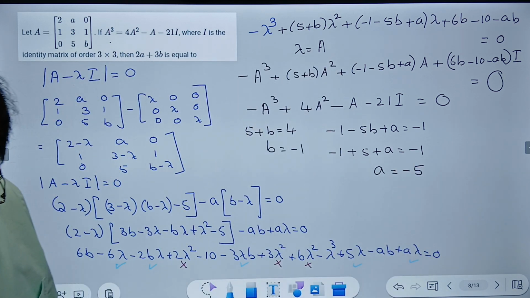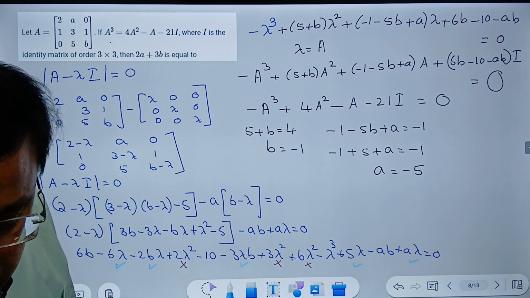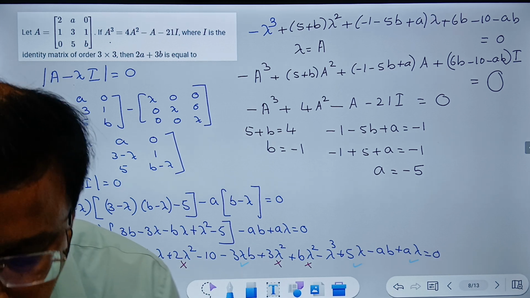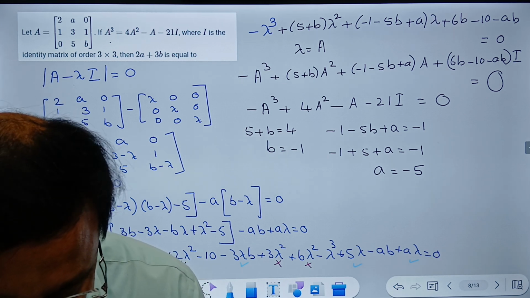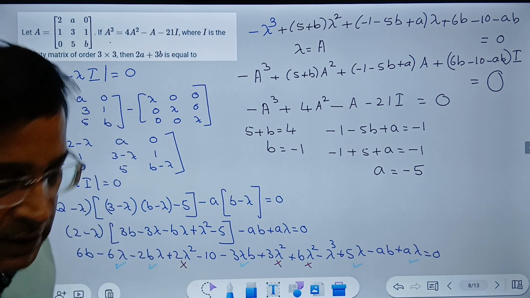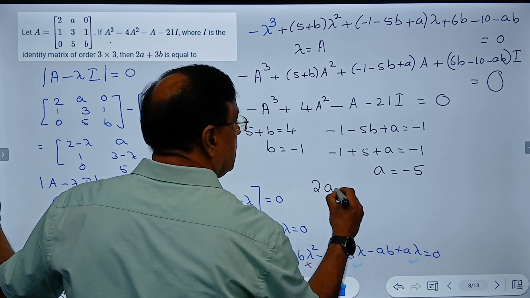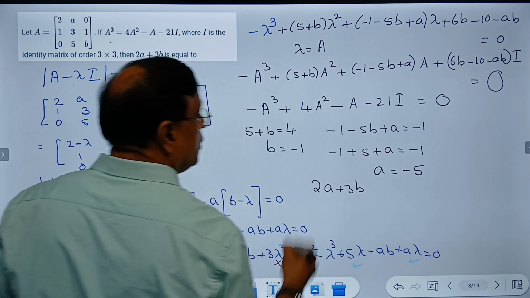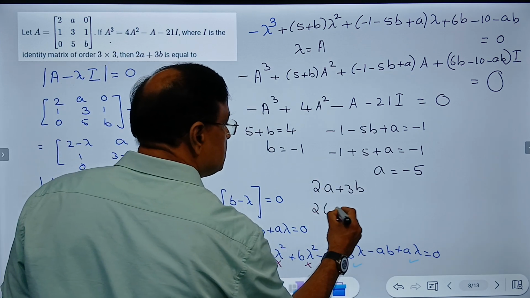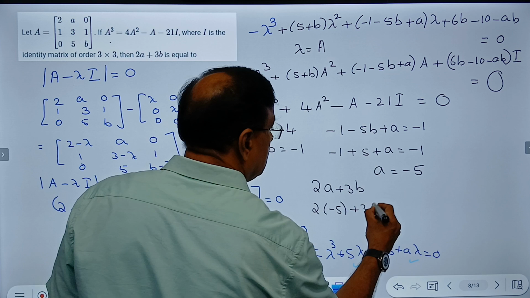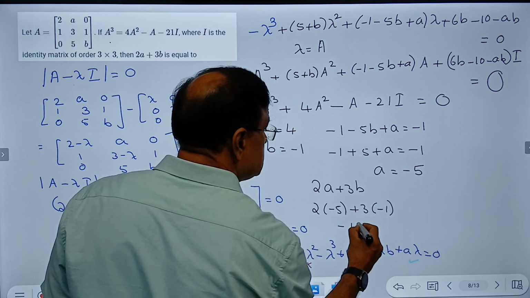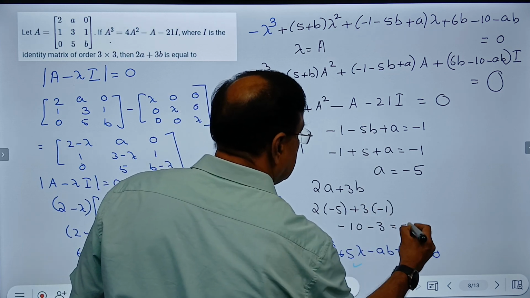Now that you got the value of A and B, what will be the answer? Let me check whether the answer is right. So A is minus 5, B is minus 1, perfect. I want to find 2A plus 3B. This is 2 into minus 5 plus 3 into minus 1. So the answer is minus 10, minus 3, which is minus 15.